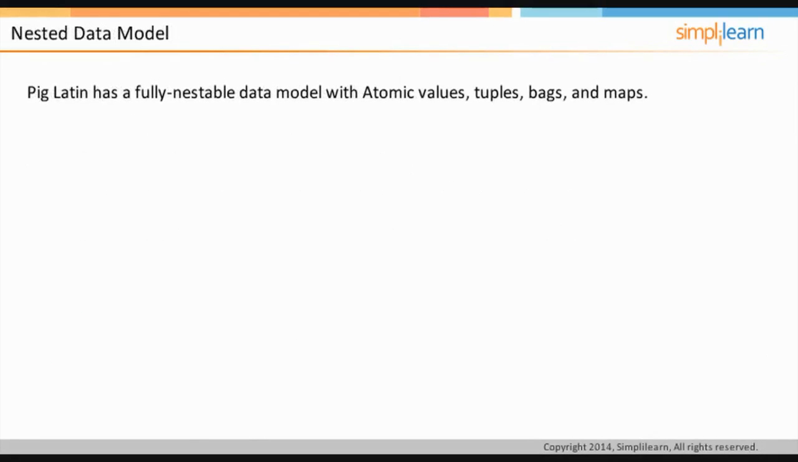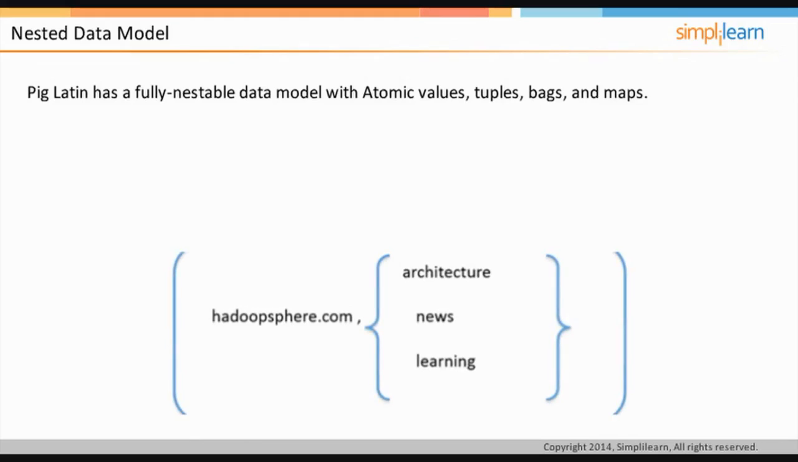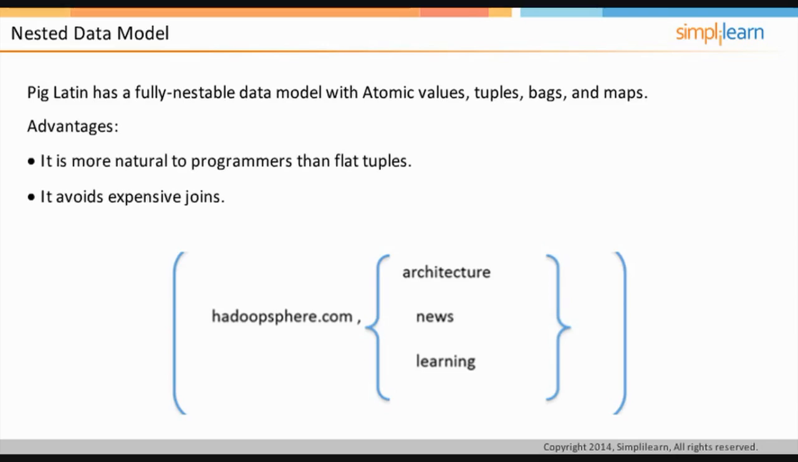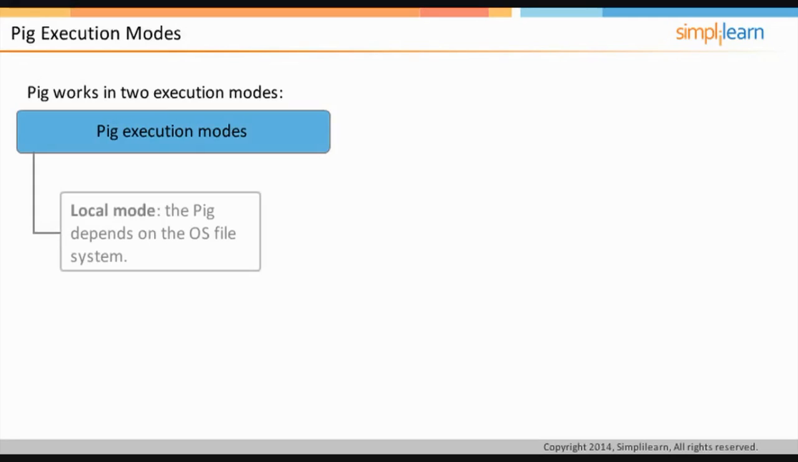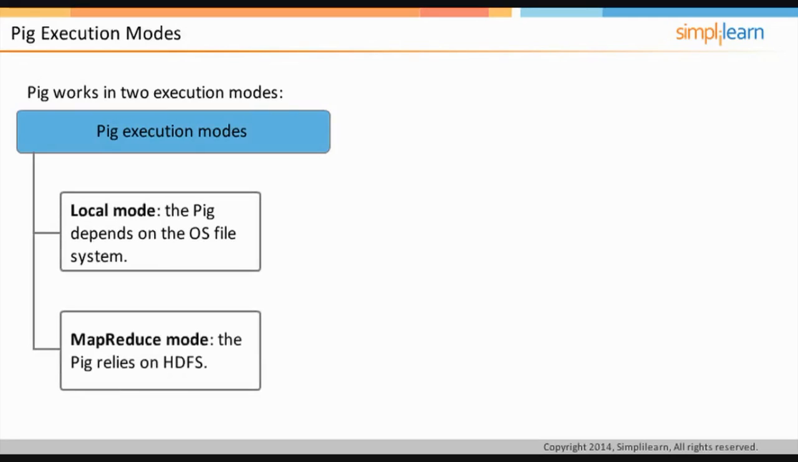Pig Latin has a fully nestable data model with atomic values, tuples, bags or lists, and maps. This implies you can nest one data type within another as shown in the image. The advantage is that it is more natural to programmers than flat tuples. Also, it avoids expensive joins. In the next screen, let us understand Pig execution modes. Pig works in two execution modes, namely local mode and MapReduce mode.